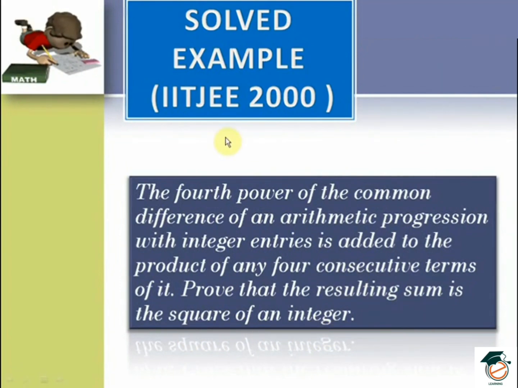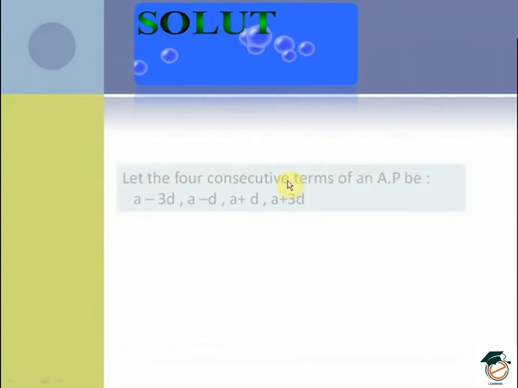So in this problem, what we have been given is that the fourth power of the common difference is added to the product of any four consecutive terms of it. We have an AP in which the fourth power of common difference is added to the product of any four consecutive terms. We have to prove that the resulting sum is the square of an integer. So let's again look at the solution of this problem.